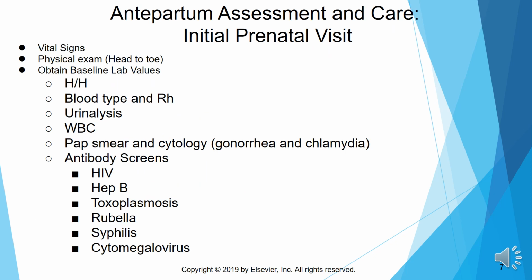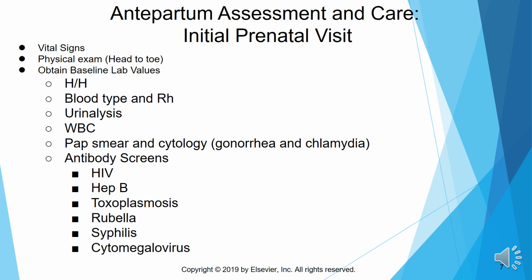Vital signs are going to be taken. We do a head-to-toe physical exam. We're going to obtain baseline lab values. We want to know their baseline hemoglobin and hematocrit, their blood type and Rh in the event that they would need RhoGAM later on in the pregnancy, urinalysis, white blood cell count, Pap smear and cytology, and we will test for gonorrhea and chlamydia at this point.